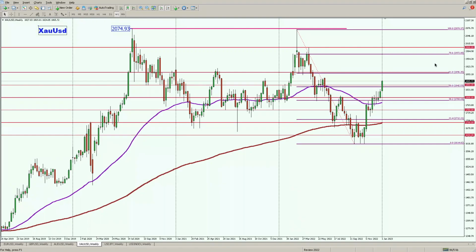Now for the rest of the year, not sure whether it's going to test the 78.6 fib retracement, 1973 area. Not sure whether it's going to get there, but probably likely going to consolidate with support above 1800. So between 1800 and 1950 would likely be the range for the year. And it all depends on the US dollar and what the Fed does as well for the rest of the year.